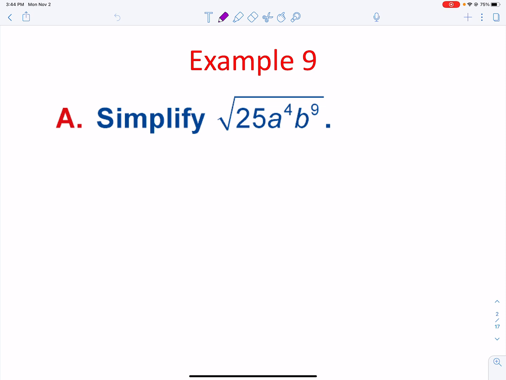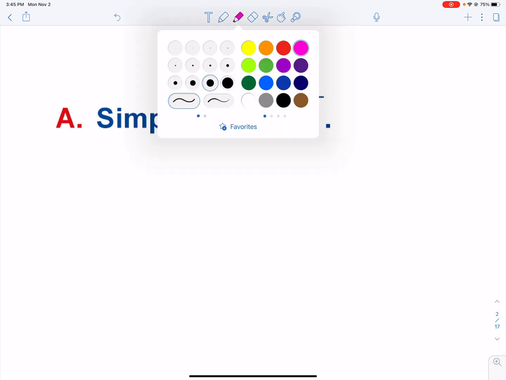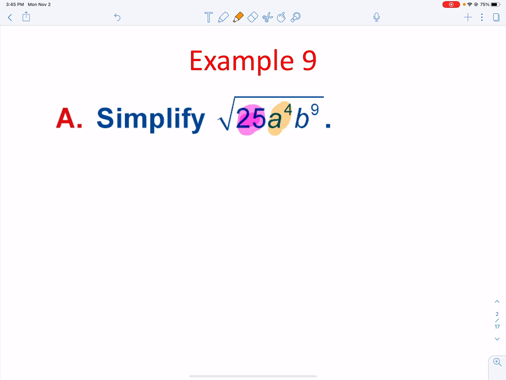So if you notice this, I have 3 terms inside of here that are being multiplied together. I have the 25, I have the a to the 4th, and I have the b to the 9th. So last week's homework, these all worked out evenly. The problem with the b to the 9th is that this is a square root, and I can't split 9 up into equal pieces of 2.